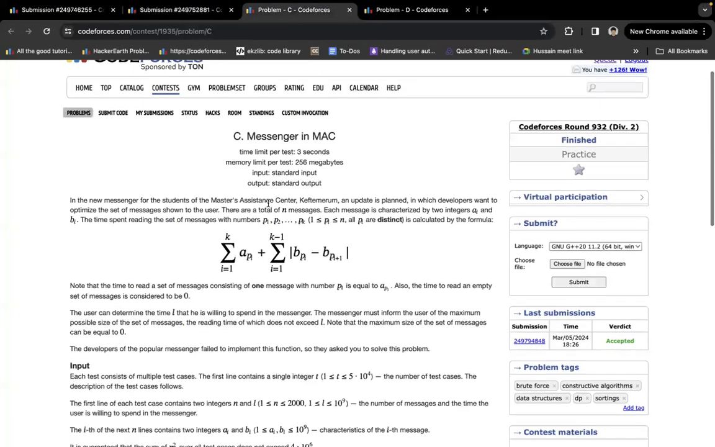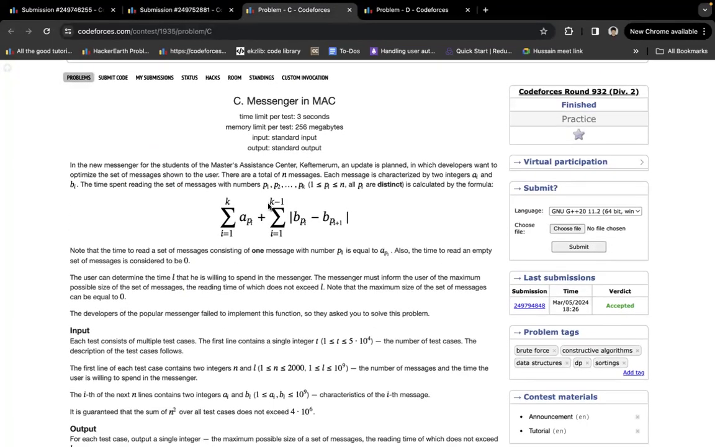Now let's look at a very interesting problem. Like, the main thing to notice in this problem was something very interesting. Let's have a look. Okay.